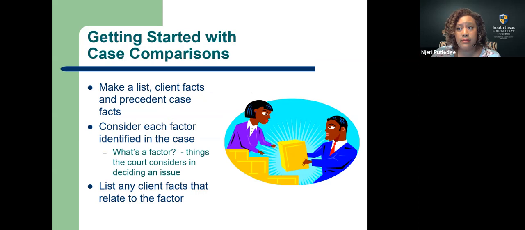Consider making a list. Client facts and the precedent case. Are there any factors the court has considered in the past? List any client facts that relate to that specific factor. That will help you organize your analysis.